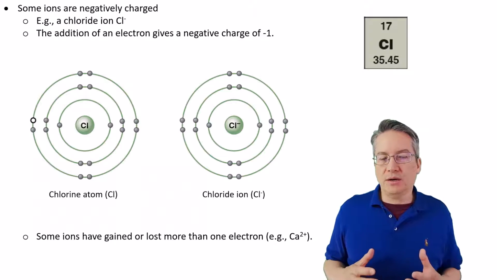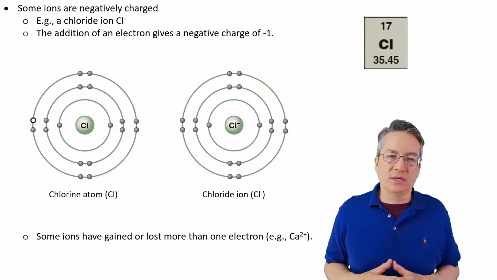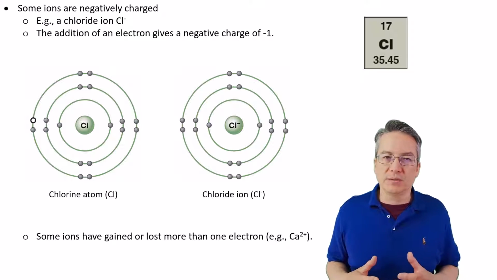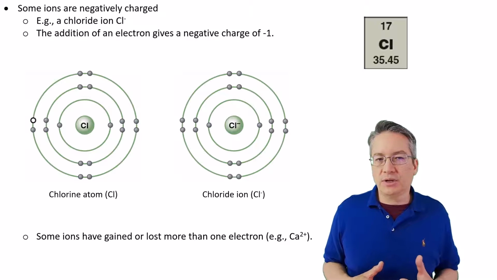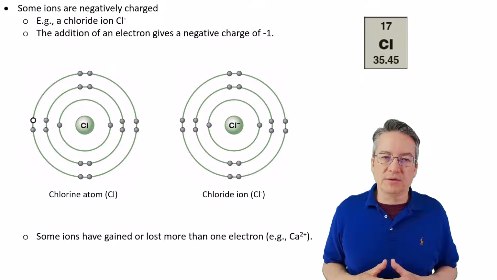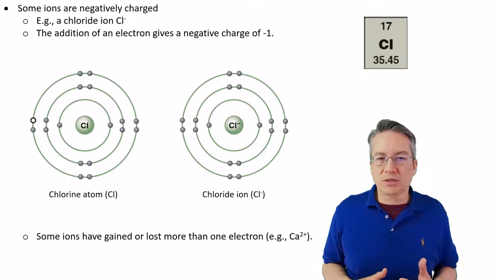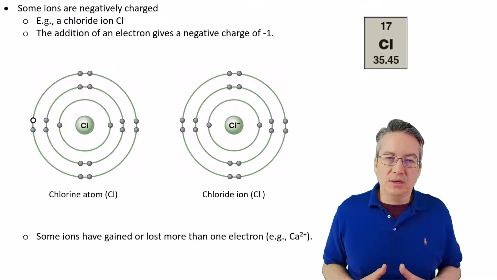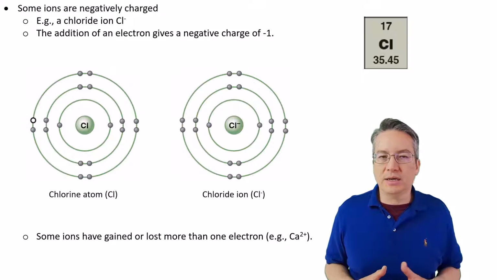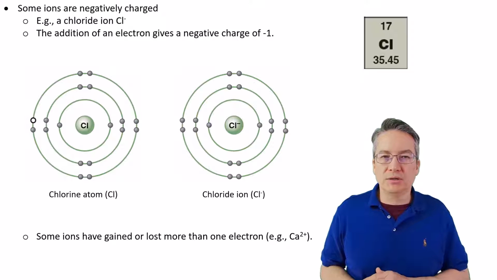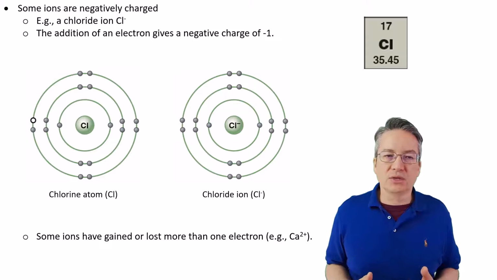Some ions are actually negatively charged. An example is a chloride ion, or Cl-. The addition of an electron gives a negative charge of -1. So let's see how this works. Well, if we go to the periodic table, a chlorine atom has an atomic number of 17, meaning it has 17 protons. This means to be electrically neutral, it should have 17 electrons.